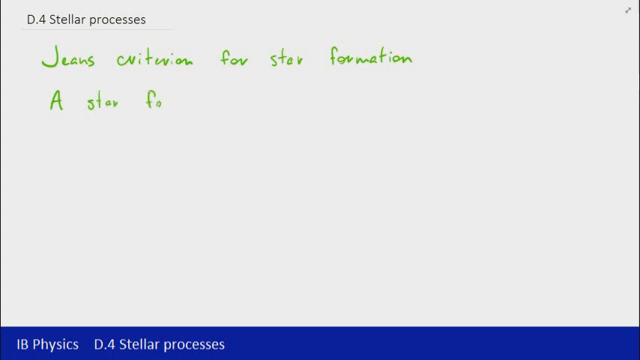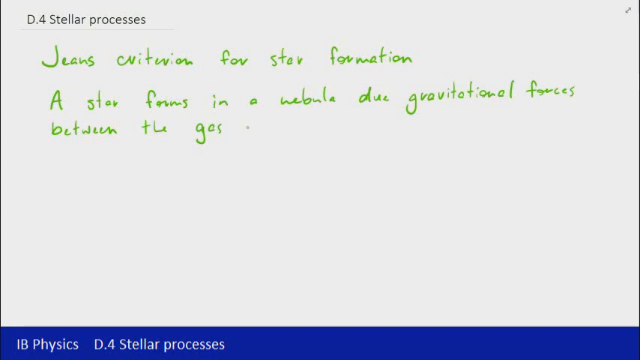So a star forms in a nebula due to gravitational attraction, and that's basically just that we've got all these gas particles that, even though they're quite small, because there's no resistive forces due to air resistance or anything like that, gravitational forces can very slowly pull gas particles together. The gravitational forces between the gas particles then start to cause the gas to clump together, and we start to get the process of star formation.